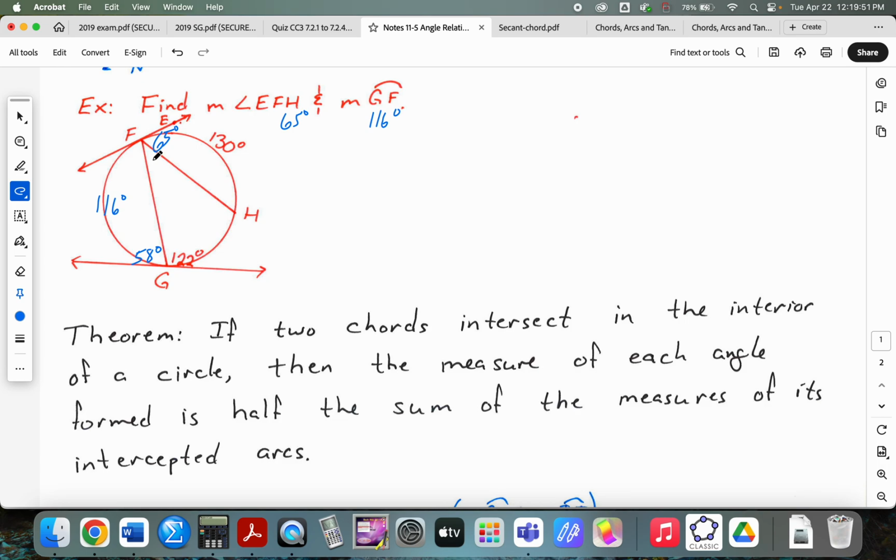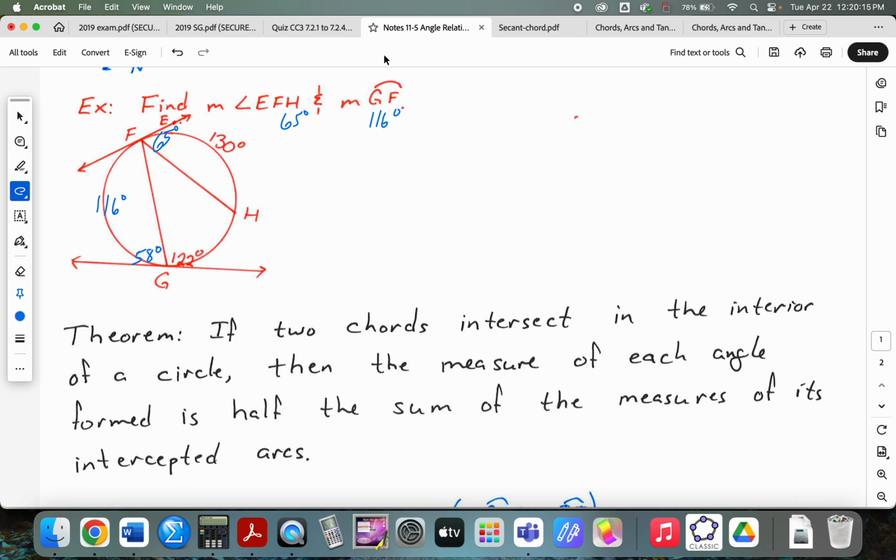Now, here's where the problem comes in before we even move on to the next theorem. Students sometimes will overgeneralize. They'll say if the vertex of the angle is on the circle, then the measure of the angle is half of the arc that it intercepts. And that's true most of the time, but it's not true all of the time.